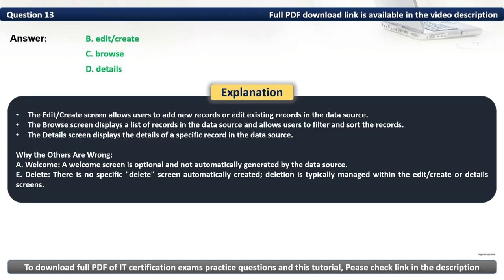The edit/create screen allows users to add new records or edit existing records in the data source. The browse screen displays a list of records in the data source and allows user to filter and sort the records. The details screen displays the details of a specific record in the data source.